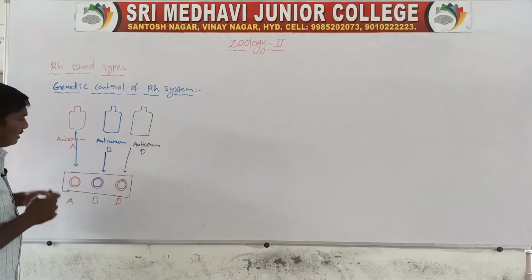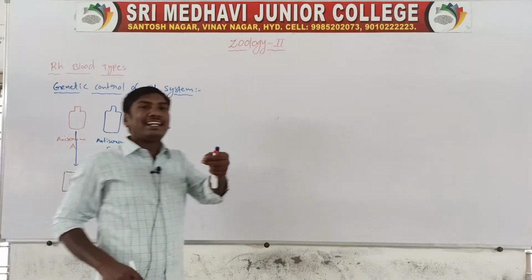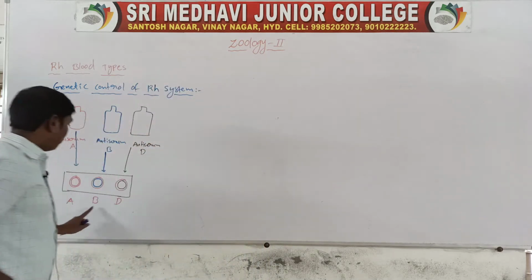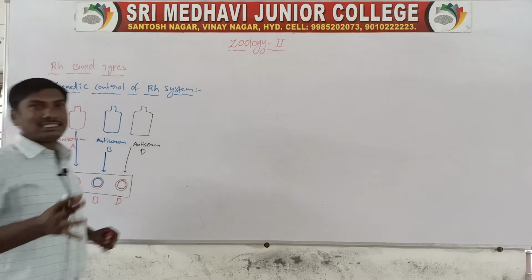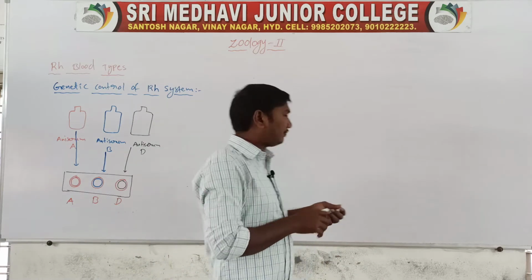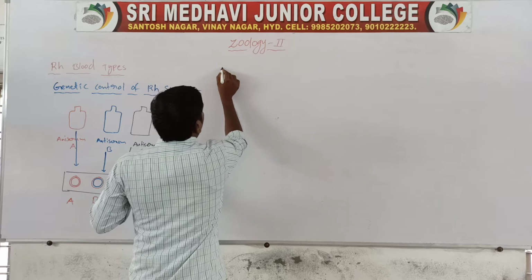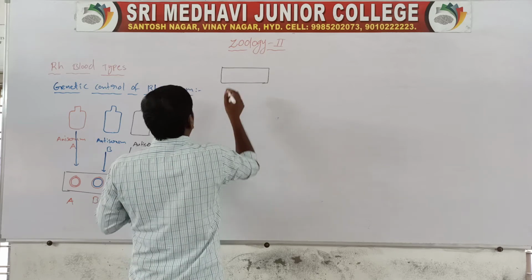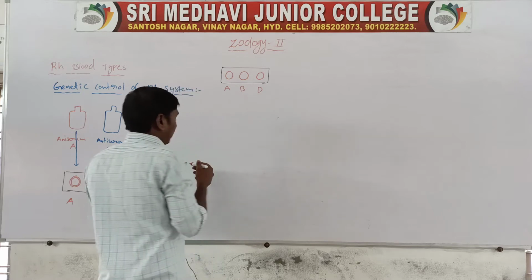So the first step: the test kit contains 3 bottles, A, B and D. Take a slide and place 3 drops of the test person's blood as samples, marked A, B and D. The A sample is mixed with anti-serum A, the B sample with anti-serum B, and the D sample with anti-D. After a few minutes, observe A, B and D.